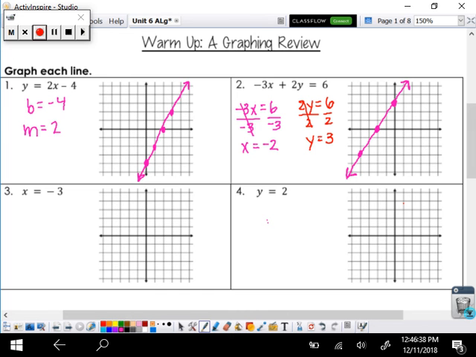Graphing is easy. Okay, now we've got an x equals, remember this is vox. It's going to be a vertical line at x equals -3. And then we've got y equals, that's going to be a horizontal line at y equals 2. Okay, so that should have been a review.